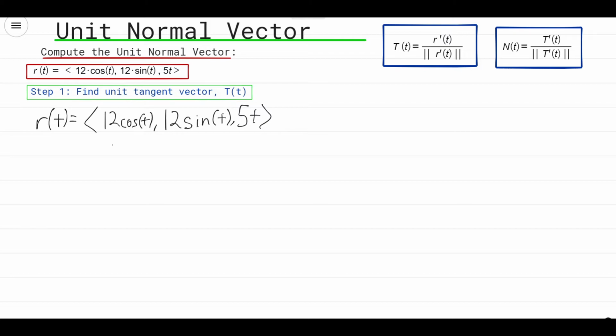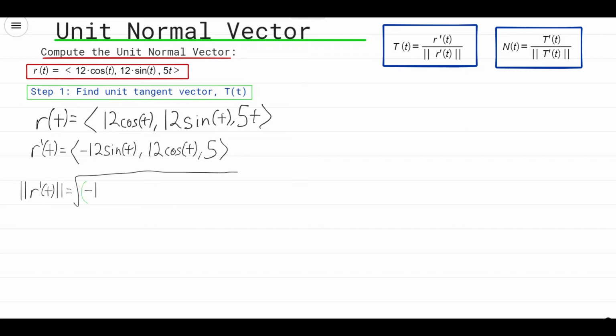So when we take the derivative of this, we compute it, we get negative 12 sine of t, 12 cosine of t, 5. That's r prime of t. And then the next step, better said, would be to compute the magnitude of this. So negative 12 sine of t squared plus 12 cosine of t squared plus 5 squared.